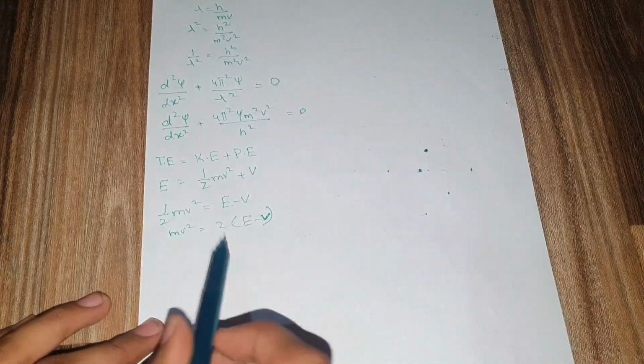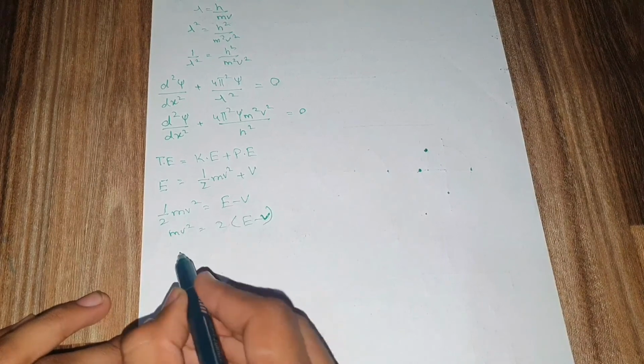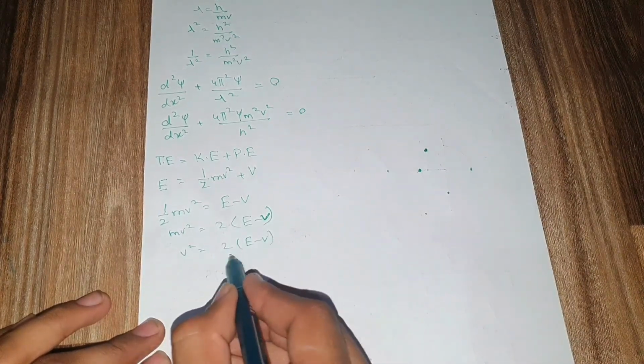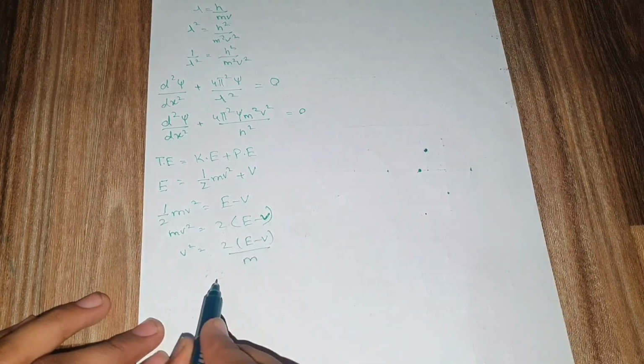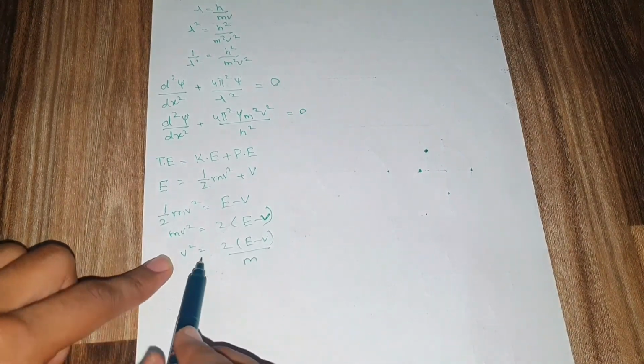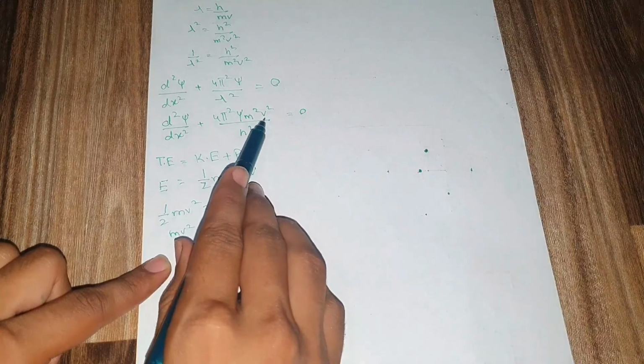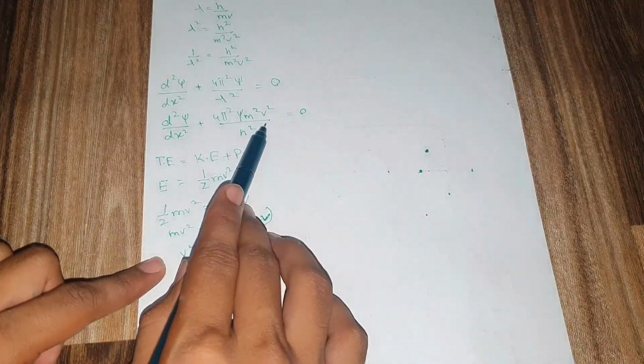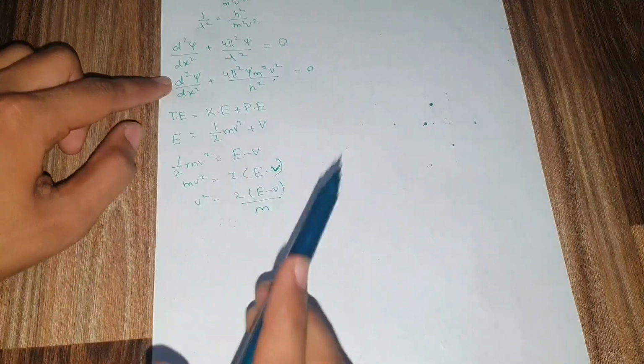Next thing, I have to find the value of v square, so m will divide here. v square is equal to 2 into e minus v divided by m. So this becomes the value of v square, and I am going to put this value of v square back in this equation. First of all, I am writing the equation again.